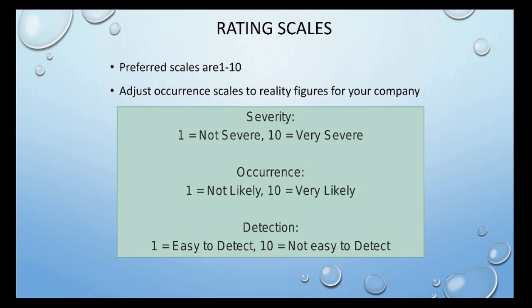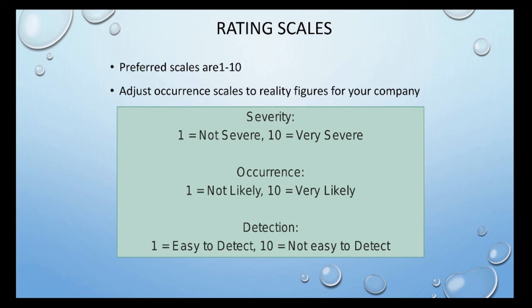We have to give more concentration when it is above 7, which comes under the very severe severity levels. If it is 10, you have to give priority to that particular severity. Second, occurrence 1 is not likely, it may or it may not. Whereas if it is 10, it is very likely, it occurs often.